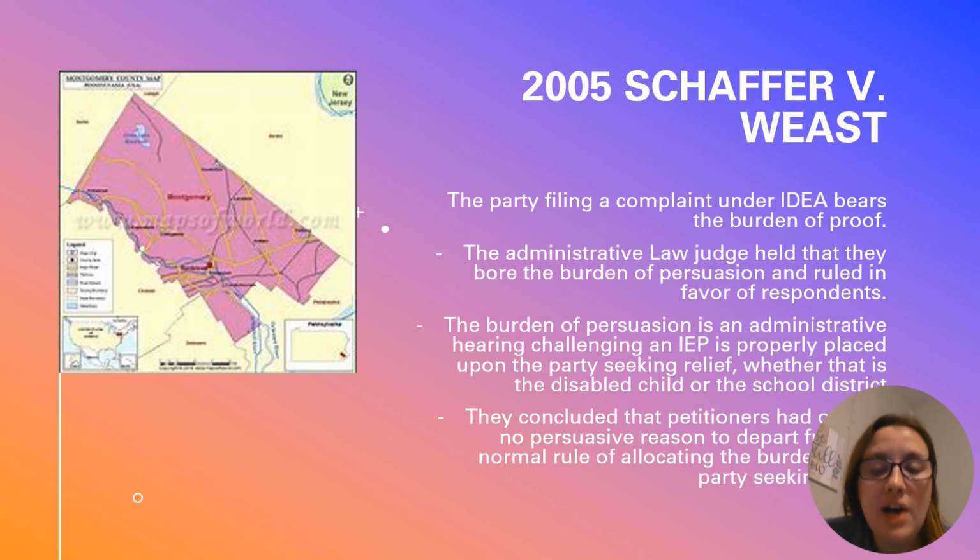This one is a 2005 Schaffer versus Weast. The party filing a complaint under IDEA bears the burden of proof. Explaining that, the administrative law judge held that they bore the burden of persuasion and ruled in favor of respondents. And they concluded that petitioners had no persuasive reason to depart from the normal rule of allocating the burden to the party seeking relief.